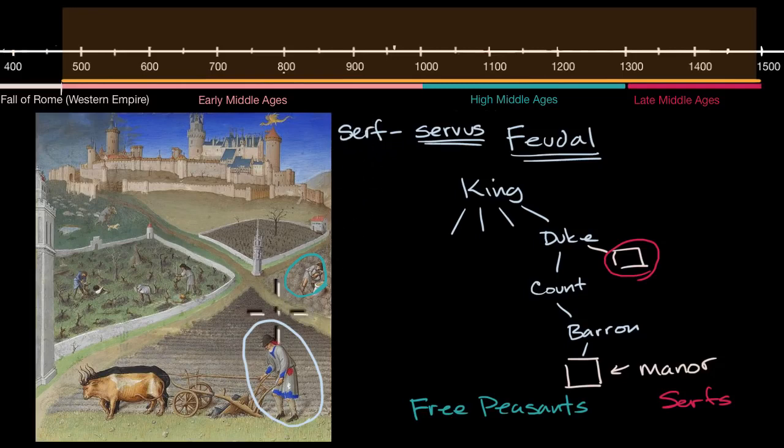They are bonded to the lord of the manor. In this case, it would be a duke, but you could go down this hierarchy. You could have a manor where the lord is a baron, or the lord is a knight, or the lord is just someone who is very wealthy and somehow got access to a fiefdom. So the serfs are bonded to the land. They can't leave without their permission. They are allowed to cultivate certain tracts of land themselves, but they also have to work for their lord.